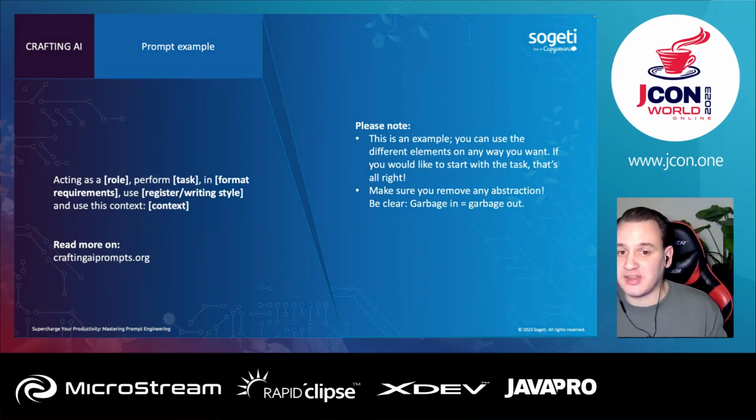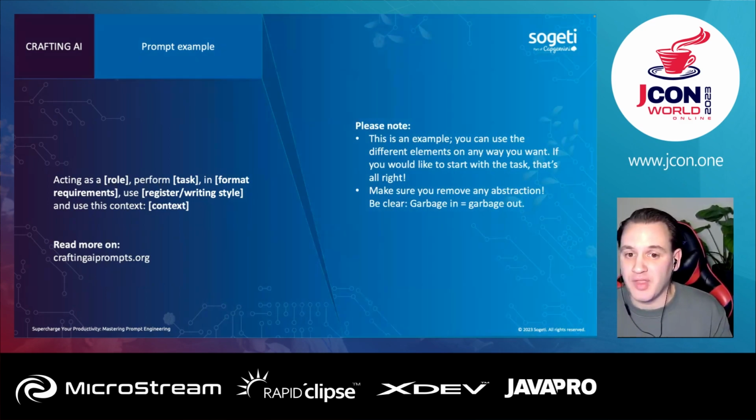But please note, this is an example. You can use the different elements any way you want. So if you would like to start with a task or with the acting role or whatever, then that's possible. It doesn't matter how you write the format. It only helps you to understand what should be in your prompt or what is really useful. For example, I will have some examples where I first have some prompts and then add context. That's also a way to do it, but I'm still using all of the building blocks.